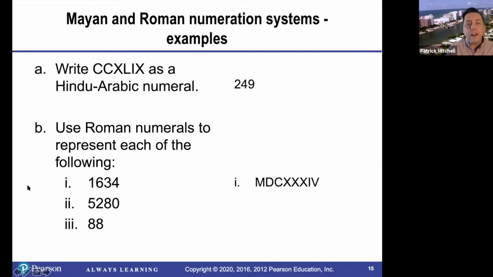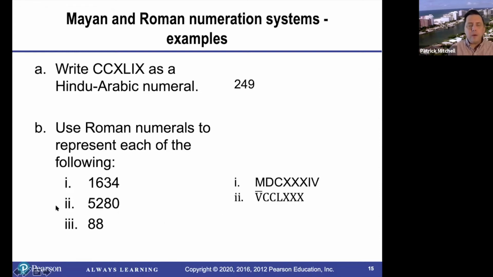All right, next we have 5,280. So I mentioned to write 5,000, you can take a V and put a bar over it. For 200, you would do CC, just like we did up here. And then 80 would be 50, which is L, followed by 30, which is XXX. So V bar, CC, L, XXX.